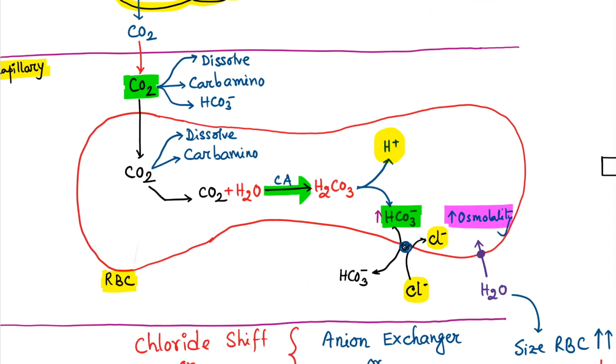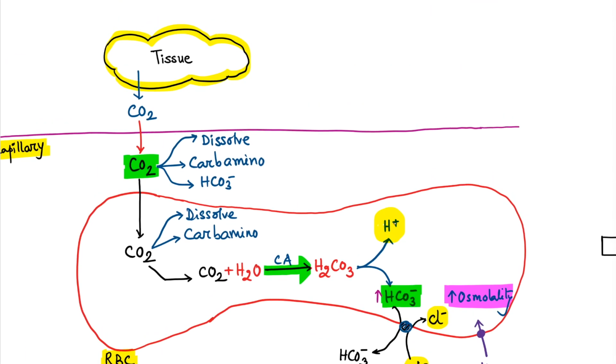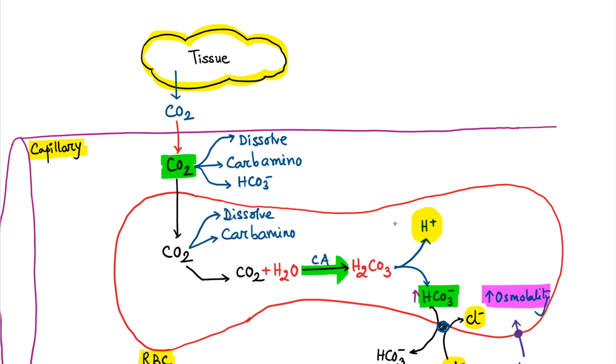Now we are coming to what is the fate of this H plus ion. Please remember, at the level of tissue, the blood which is reaching here is obviously the oxygenated blood. Oxygenated blood means the hemoglobin is attached with the oxygen. So I'm writing like this. This is oxygenated hemoglobin. I told you already that this H plus ion will react with the oxygenated hemoglobin.